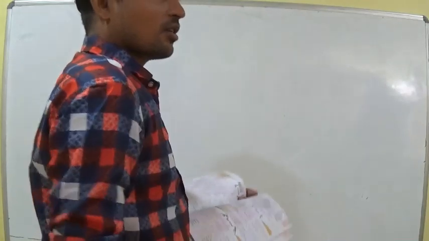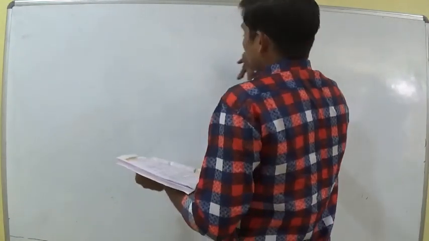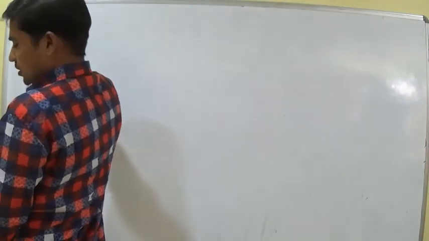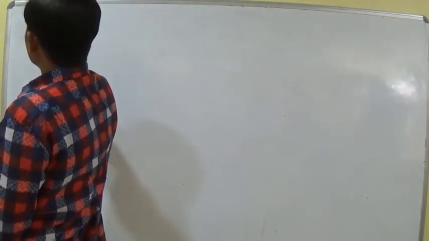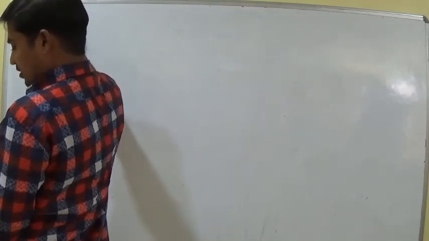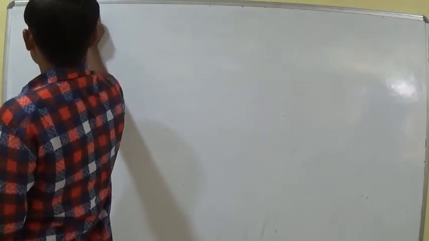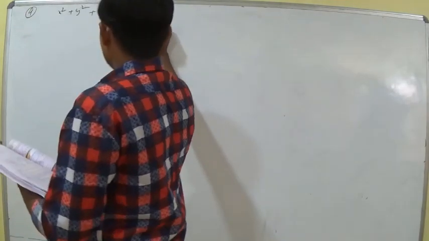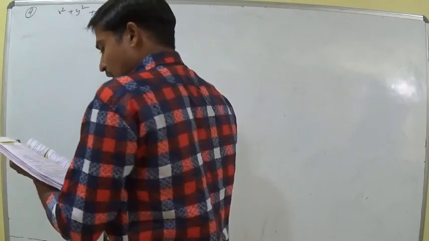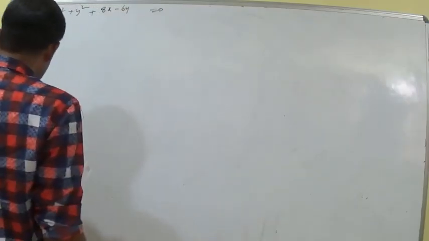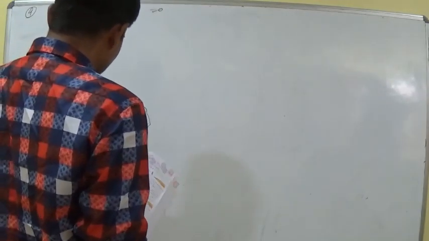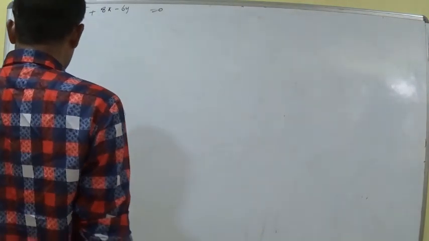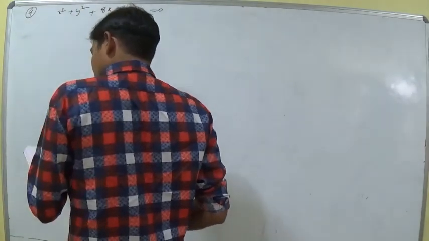Parametric equations of a circle. This is the fourth one. x square plus y square plus 8x minus 6y is equal to 0. So parametric equations are nothing but, here, the point we have to find is the center.